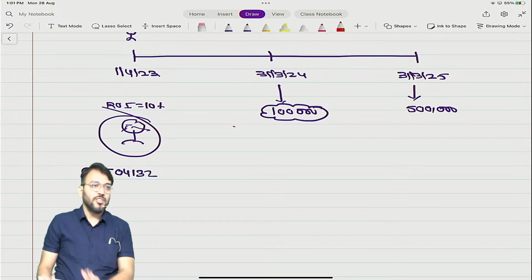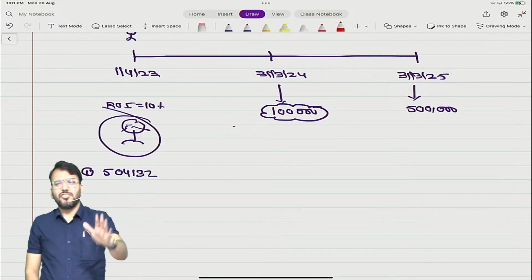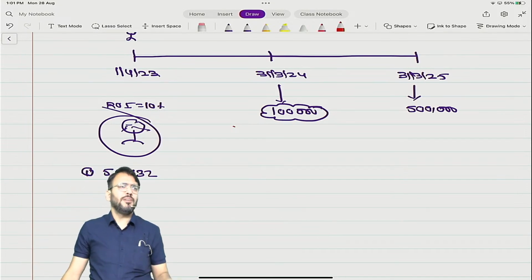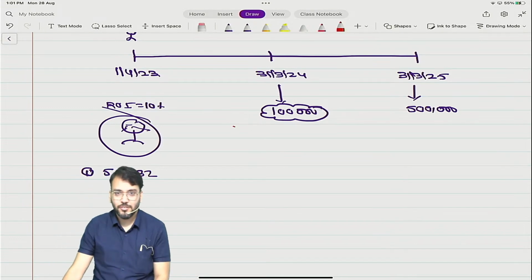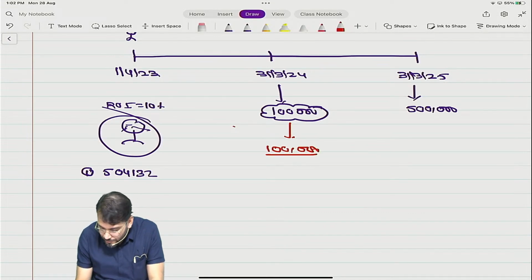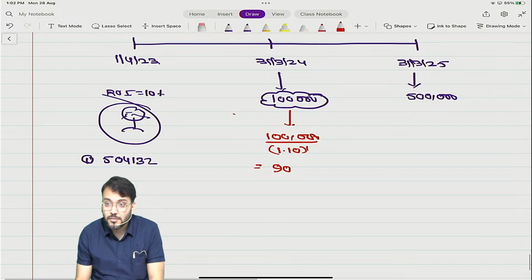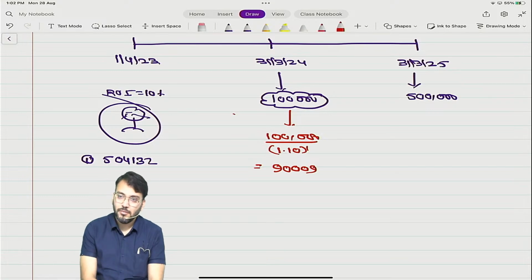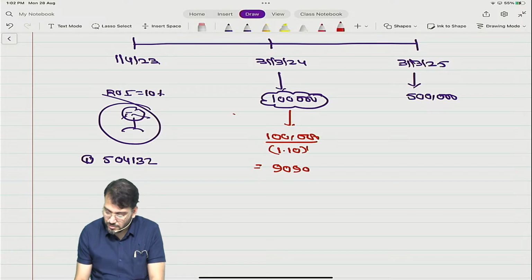This is out of the topic I am teaching. This is not a part of the accounts syllabus. Better understanding, detailed discussion, your FM teacher will do. I am teaching you mathematics, means right now I have become a mathematics teacher. How much did you get? What did you do? 1 lakh divided by 1.10 to the power 1. How much are you getting? 90,909.